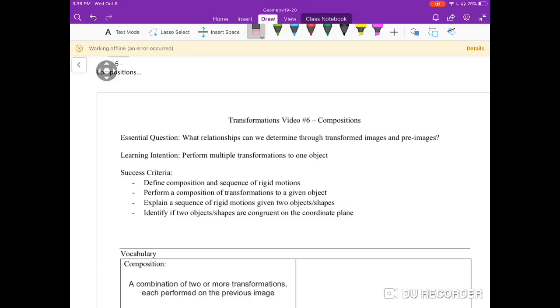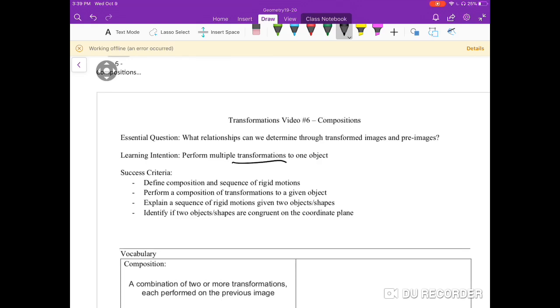All right, video 6 is going to put it all together. Video 6 is talking about compositions. At this point, you should be able to do all reflections, all rotations, and all translations. Because a composition is performing multiple transformations. So that means we're going to have to do more than one thing in each question to each point.